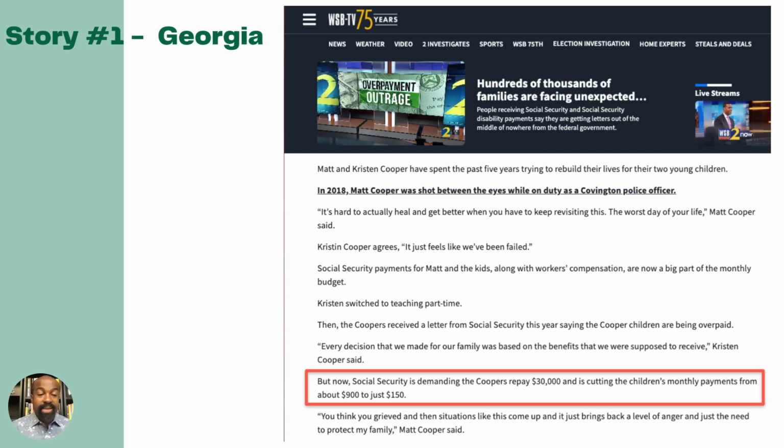The first one is out of Georgia. This person was sent a letter by the Social Security Administration that they owe $30,000 in overpayments. And their monthly Social Security disability, and this is for their child's monthly Social Security disability payments, went from $900 to just $150. So, as I mentioned, the Social Security Administration can reduce your payments. And this is an example of how that happens.